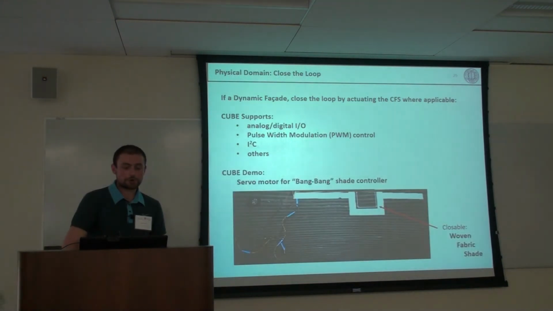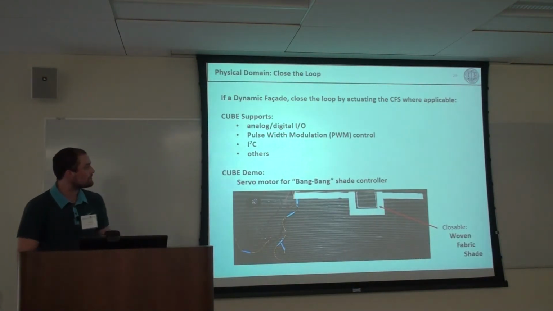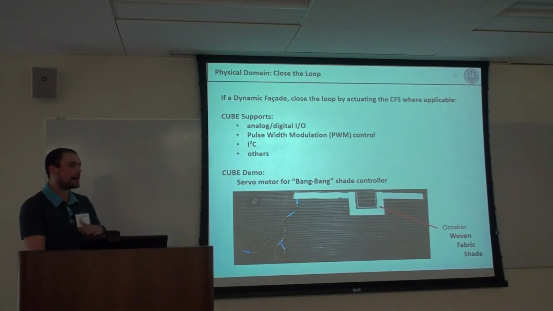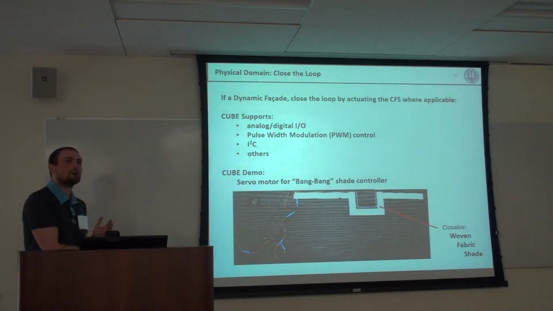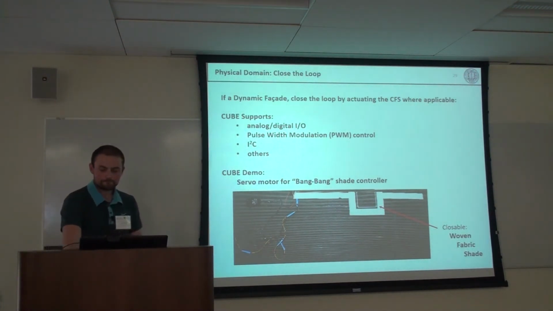For the purpose of this experiment today, it's just a very simple bang-bang controller, which means on-off, right? So we're going to be representing a shade that you would draw across the window. You can imagine if it gets too bright, you can just draw the shade across the window.